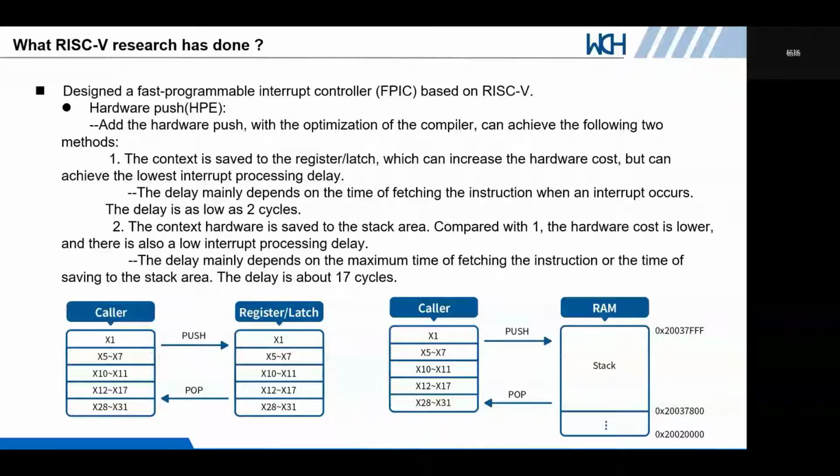The delay depends on the time to fetch instructions when an interrupt occurs, and the delay can be as small as 2 cycles. Two, the context is saved by hardware to the stack area. Compared with one, the delay can be at least 17 cycles. The number of hardware gates added is about 2 gate counts.